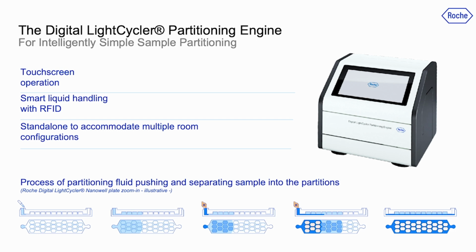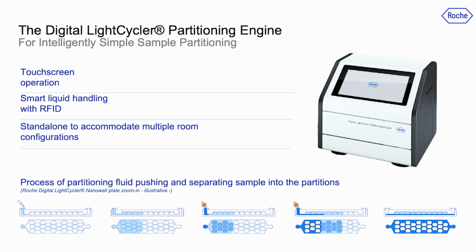So one of the really interesting aspects of that workflow is the partitioning. And so I wanted to spend a little bit of time focusing on that aspect. Just to highlight a bit more about the partitioning engine itself, here are some of the key features. First, it is operated by touchscreen. It also has smart liquid handling of the partitioning fluid, which essentially means that it tracks how much of the partitioning fluid is present in the system, and whether or not you need to change it. It'll prompt you on the touchscreen and allow you to do that in a very seamless manner.